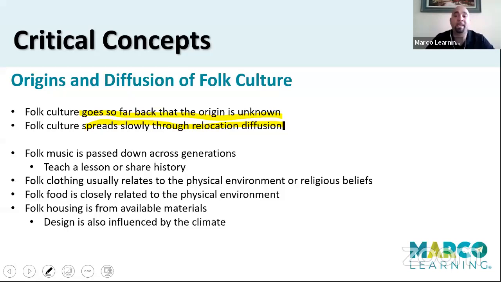All right, now let's talk about some critical components of folk culture. First off, folk music is passed down across generations, and it either teaches a lesson or shares history. A great example in one of the textbooks is a song about Vietnamese rice farming and when the proper time to plant your seeds is.